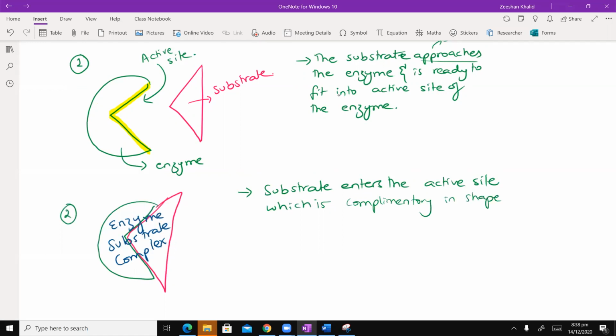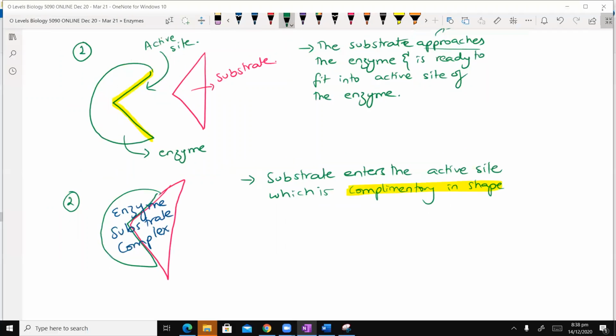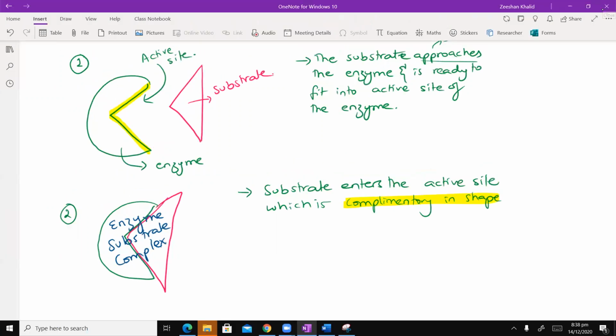और ये बहुत important point है, इसको मैं अभी highlight करने लगा हूँ. This is complementary in shape. Okay. So a substrate which enters the active site, which is complementary in shape, and forms enzyme substrate complex. Now, again, this word is very important.